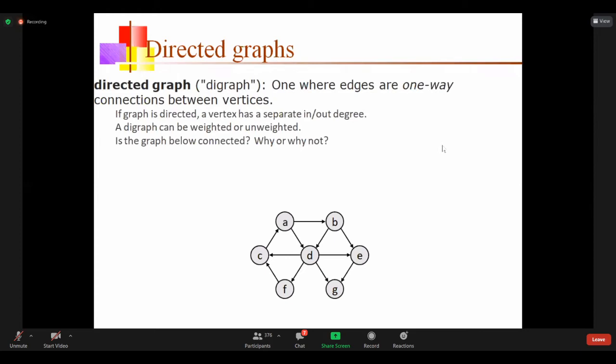Coming to the directed graph, an arrow should be specified. So based on the arrow, A can visit B and B cannot visit A, because the direction specifies A can visit B and B cannot visit A. So if B wants to visit A, it should choose another path to visit A. So that is called a directed graph. It is a one-way connection between the vertices.